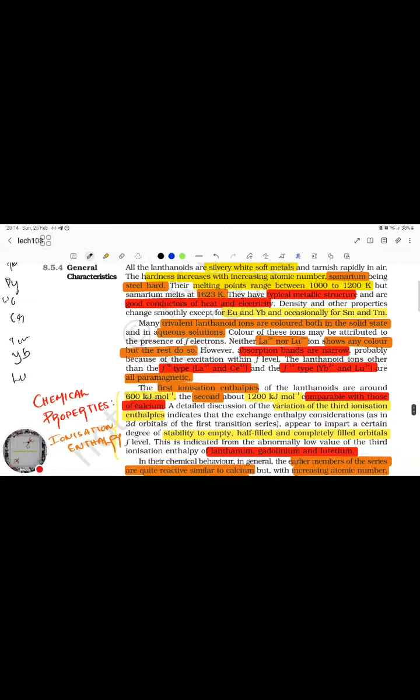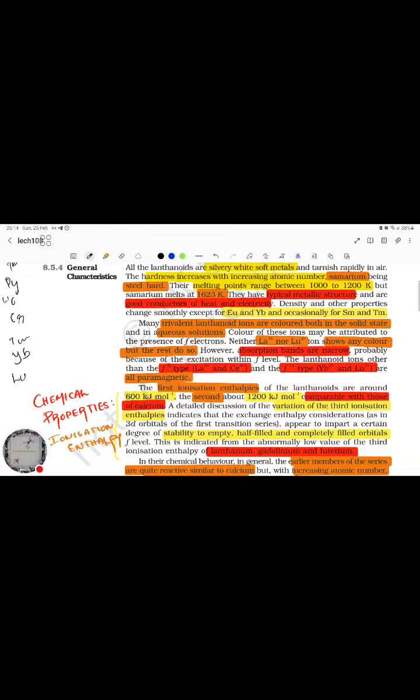Moving down, we have many trivalent lanthanide ions are colored both in the solid state and in aqueous solutions. Now we are talking about color, the colors of ions. And what they're saying is that they are colored in the solid and aqueous solutions. Color of these ions may be attributed to the presence of f electrons.